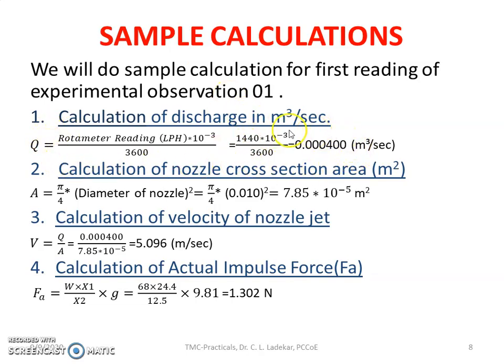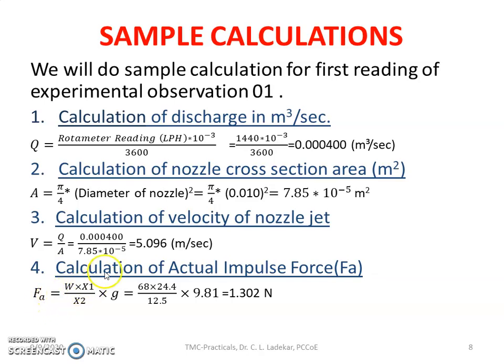In this case, for the very first reading of the first observation, you can see in the observation table the rotameter reading is given as 1440. So you have calculated the discharge, then the area of cross section of the nozzle, which is fixed, since the diameter of the nozzle is given and we are not changing the nozzle. You have calculated the velocity of the nozzle, which comes out to be 5.096 meter per second, and then you calculate the actual impulse force.